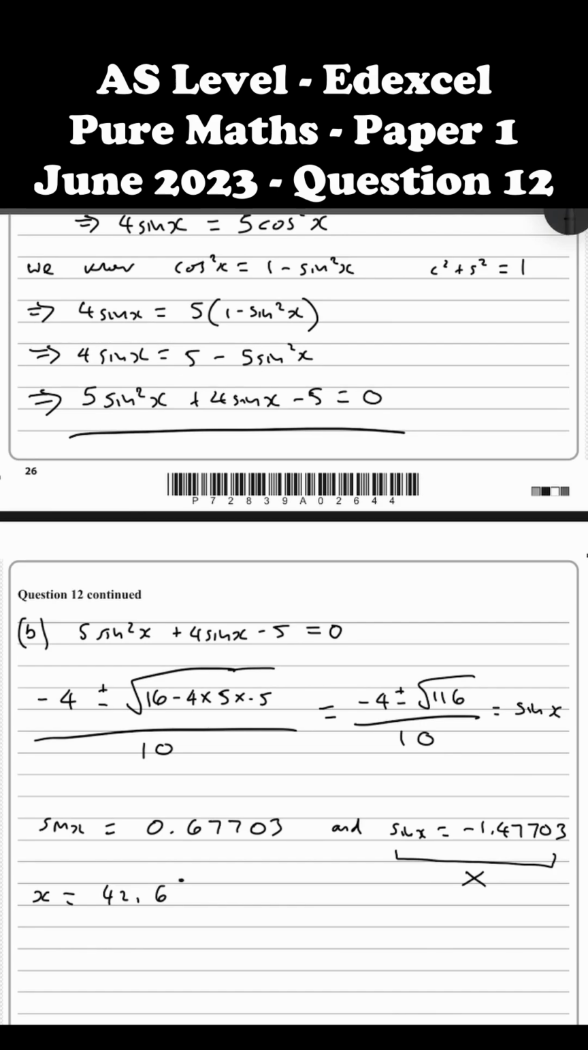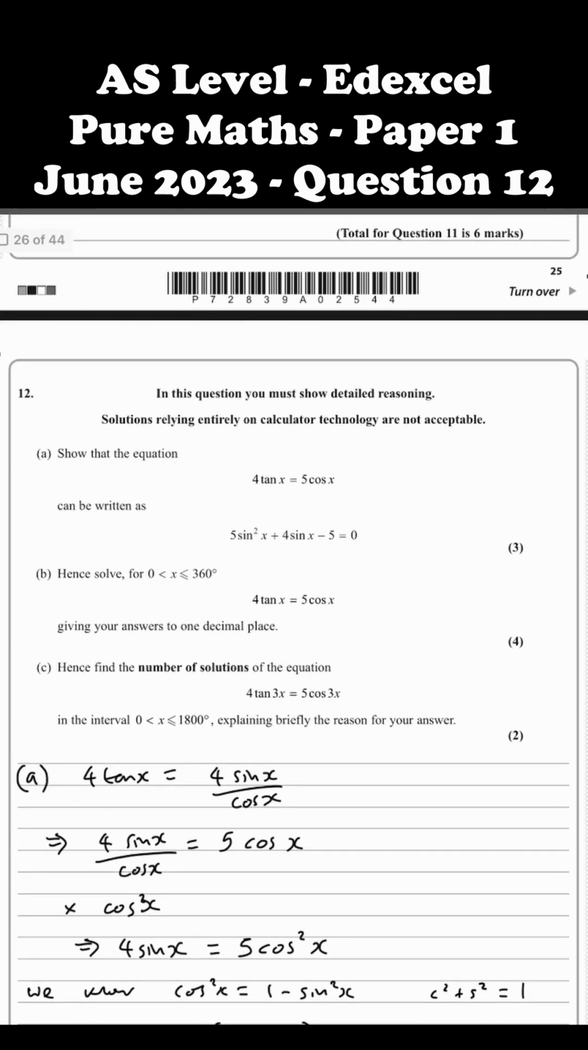And due to the nature of the sine graph, we know that this will also be a solution where 180 minus 42.6 degrees gives an answer. So that is going to be 137.4, and these are our two solutions to one decimal place.